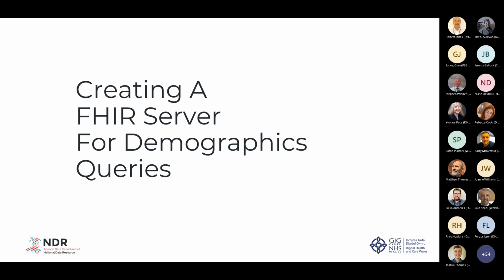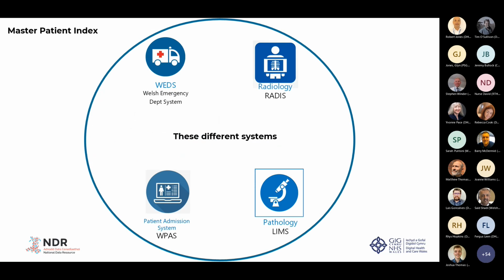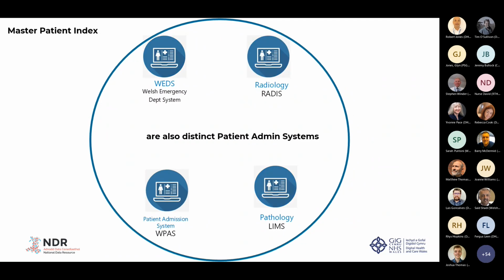So we talked about the facade. If we want to focus on building a FHIR server to service demographic queries, a bit of background for people here. We've got loads of different systems, haven't we? For instance, on this diagram, we've got an emergency system, we've got the radiology system, we've got the PAS system, we've got pathology. These are all different systems, but they're also distinct patient admin systems because they all contain details of patients in them, people's names, addresses, their age, all that good stuff. They are PASs in their own right.